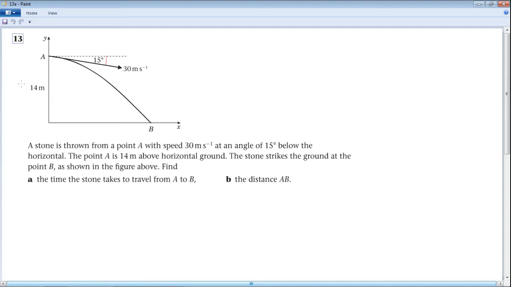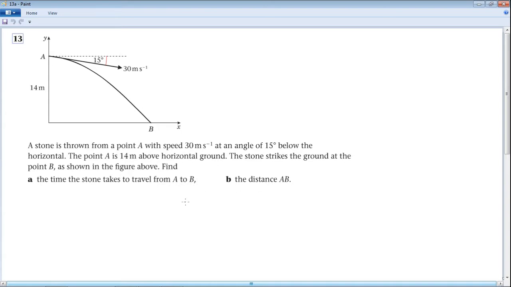Well, at first we can see that a diagram is given in this question, and now let us read the question. A stone is thrown from a point A with speed 30 meters per second at an angle of 15 degrees below the horizontal. The point A is 14 meters above horizontal ground. The stone strikes the ground at the point B as shown in the figure above. Find the time the stone takes to travel from A to B, and the distance AB.